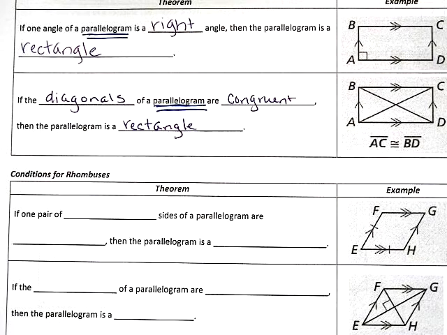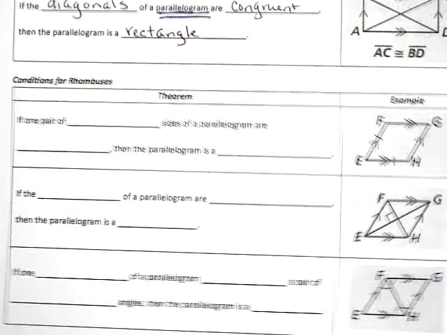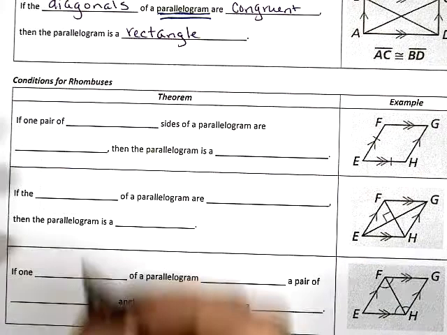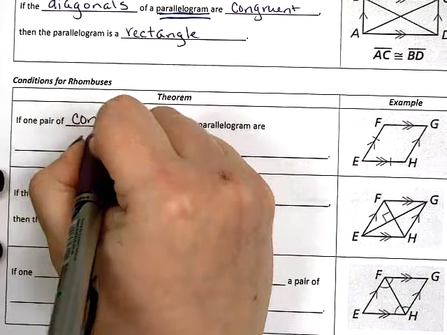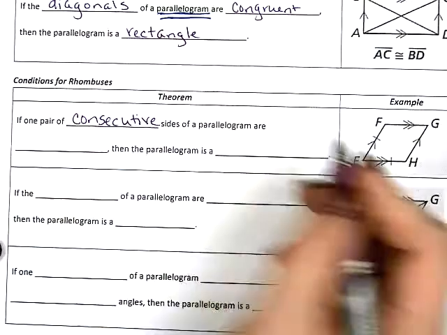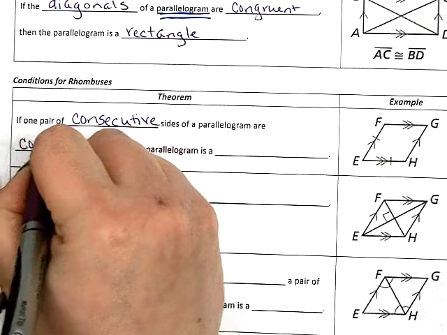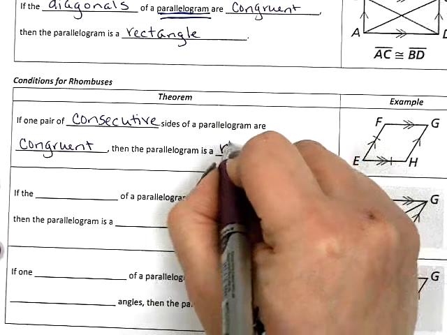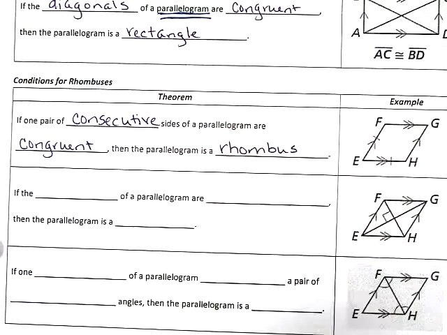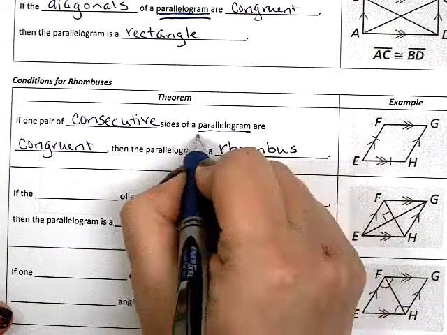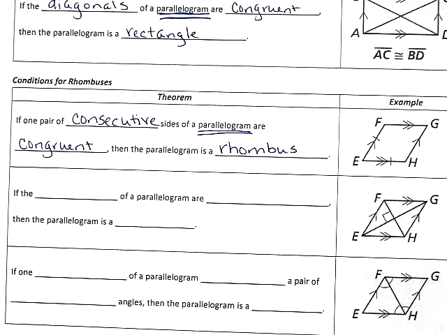Okay? And the next one here, so we got some more theorems. These ones are going to be conditions for rhombuses. If you have one pair of consecutive sides of a parallelogram and they are congruent, then you have a rhombus. Okay, so one pair of consecutive sides of a parallelogram, I'm going to emphasize that again. If those are congruent, then we get a rhombus.